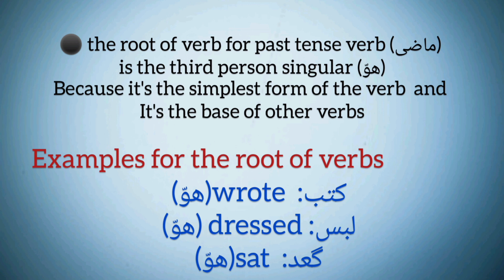These are some examples of third person singular, which are roots of verbs in Arabic that we can add suffix and prefix to in order to conjugate these verbs. Kataba is actually the root and it basically means wrote. Huwa kataba. He wrote. Labisa. Huwa labisa. He dressed. It's a past tense.